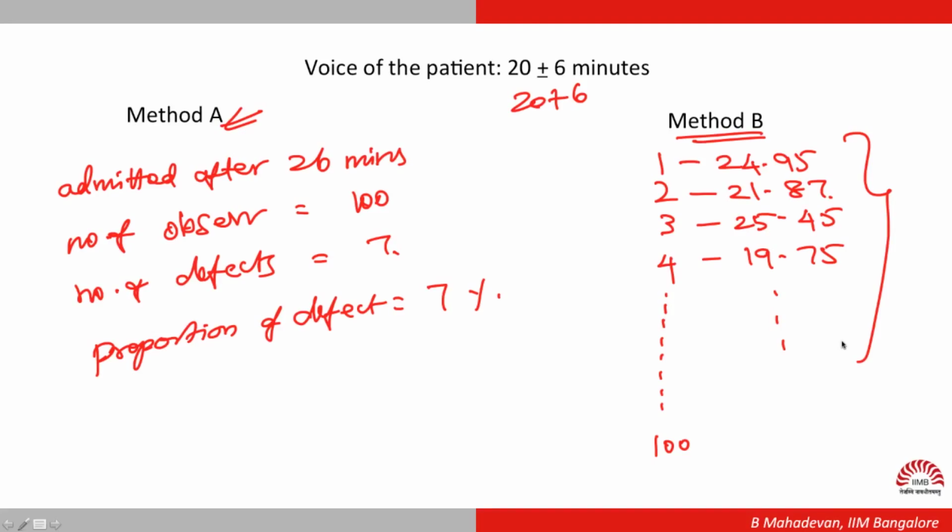So in the earlier case, what we have is a number called 7% defect, and in this case we actually have a set of numbers. So the patient admission time has become a variable, and we have got several numbers for that variable. That is the second method.